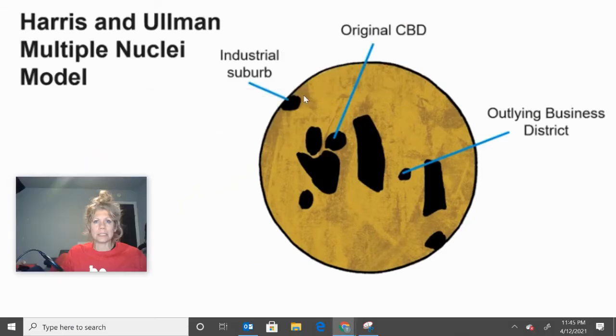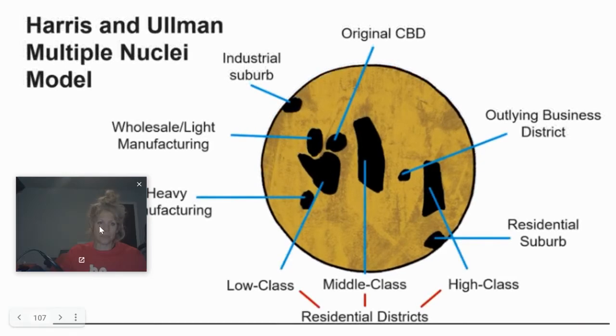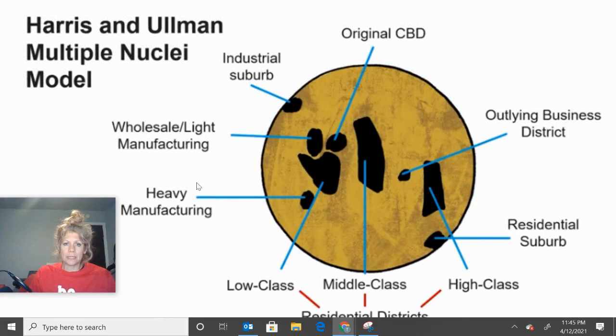So let's look at this. The original central business district, say, is going to be here, but you also have these other business districts develop. Even here you're going to have an outlying business district and even some industrial suburbs. So if we look at this, you can see all the different nodes that are developing around, and this is going to incorporate industry, central business districts and even residential areas, and within those residential areas you're going to be seeing high, middle, and low class.